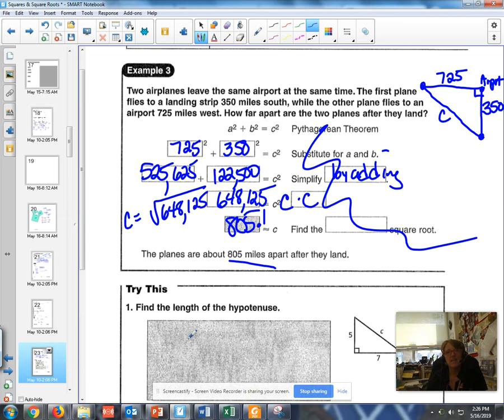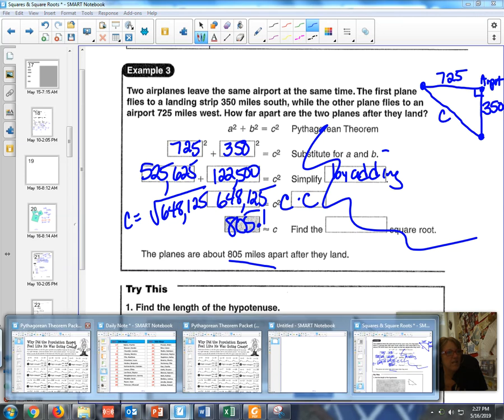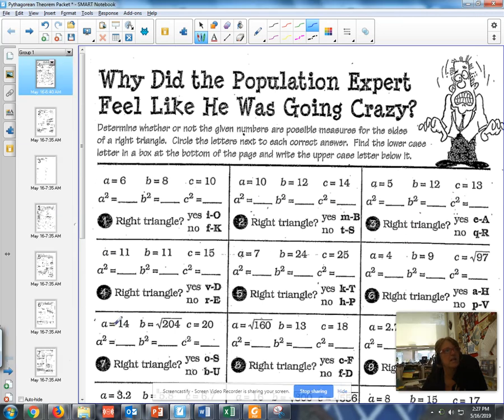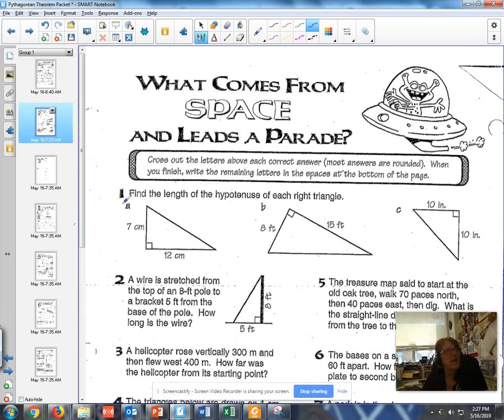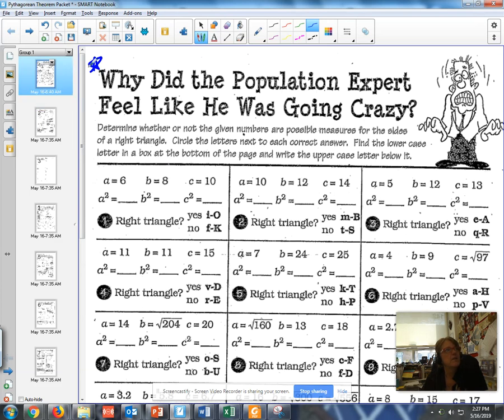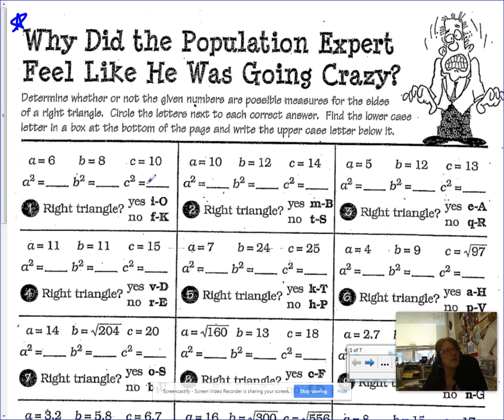All right. Now, there's a second packet, and it's going to be all about Pythagorean Theorem. So, here's what I want you to do. Take that one out. It looks like this. And you're going to do this first page, which is this puzzle, and the second page, which is this puzzle.